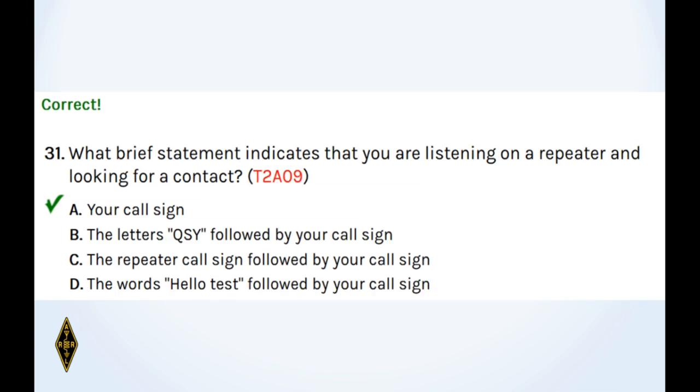And 31, what brief statement indicates you are listening on a repeater? All you need to do is throw out your call sign. Whiskey 4, Echo, Echo, Yankee.